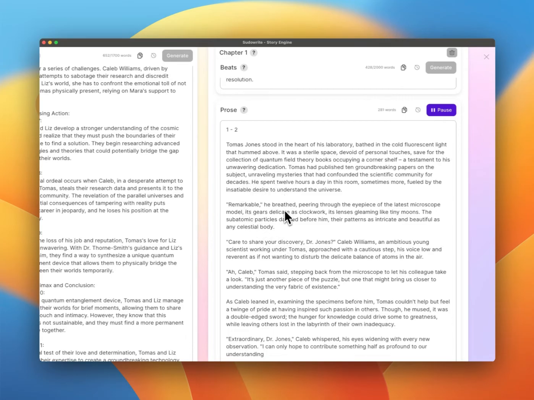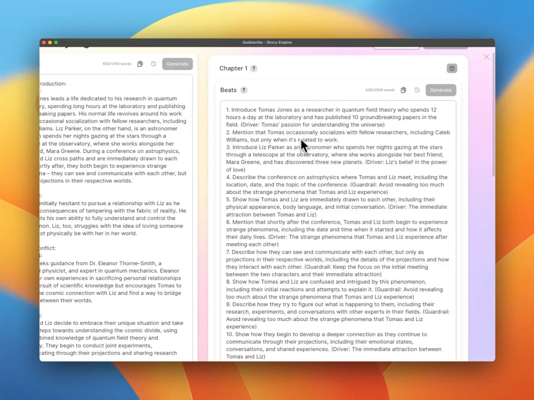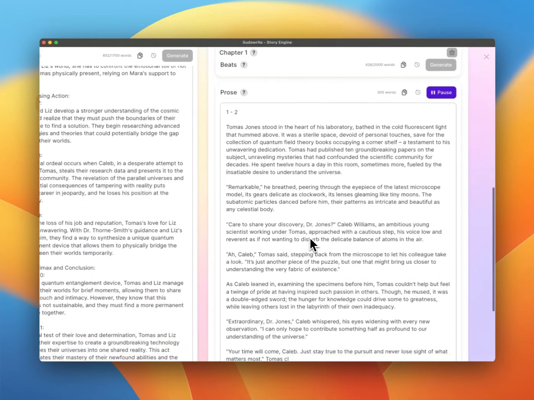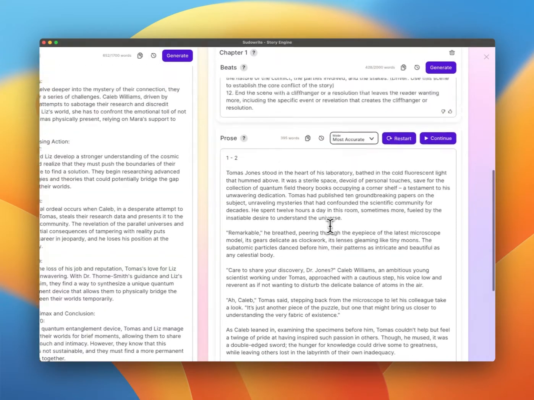We see Thomas in his natural habitat, which is what is specified in beats. And this will continue on. And so I paused it, and it pauses after beat 2.